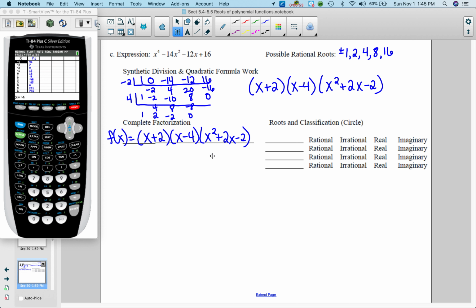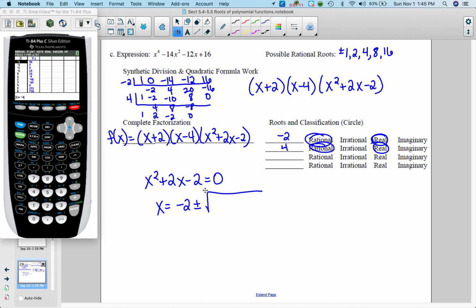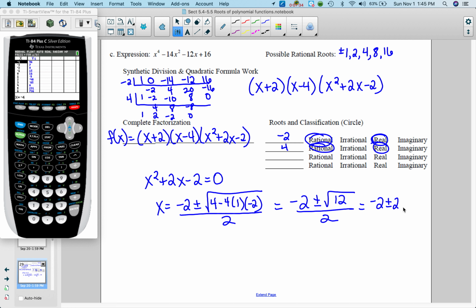But then I'm not done with my roots. I know that negative 2 and 4 are both rational and real, but now I have to deal with this other one. So when I set this equal to 0, I'm going to use the quadratic formula. So x equals opposite of b plus or minus the square root of b squared minus 4 times 1 times negative 2, all over 2. So we get negative 2 plus or minus the square root of 4 plus 8, so we get a 12. I can simplify that because there's a perfect square in there. I can think of 12 as 4 times 3. The square root of 4 is 2.